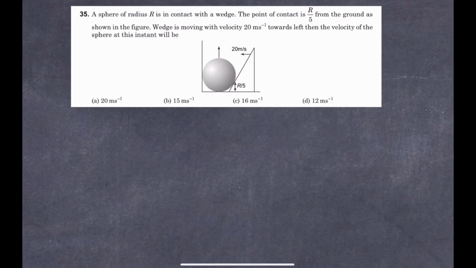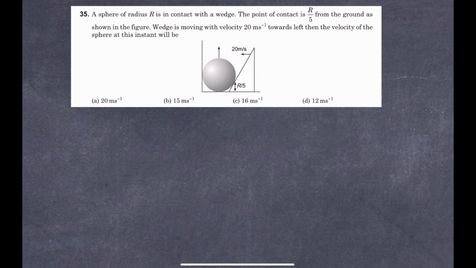So over here let us now take a question. There is a sphere of radius r. So this is the sphere of radius r. The wedge is moving with a velocity of 20 meter per second towards the left. So the wedge is moving in this direction with a speed of 20 meter per second.